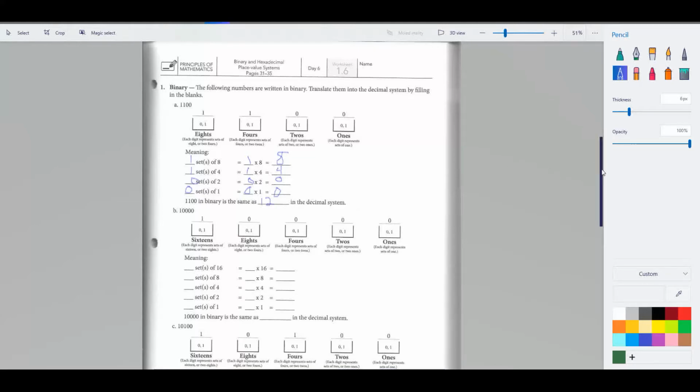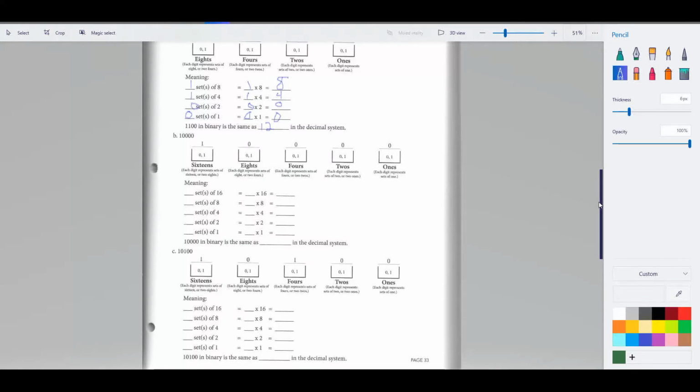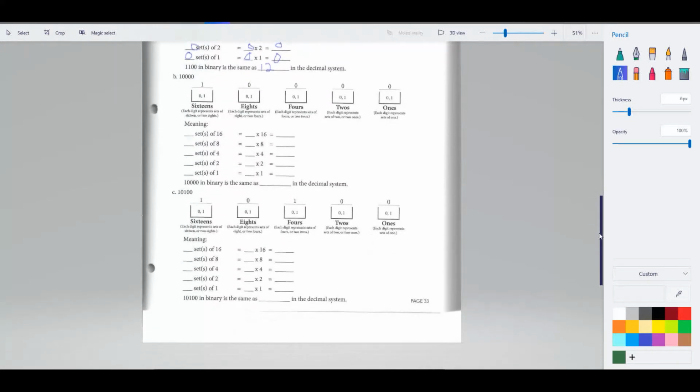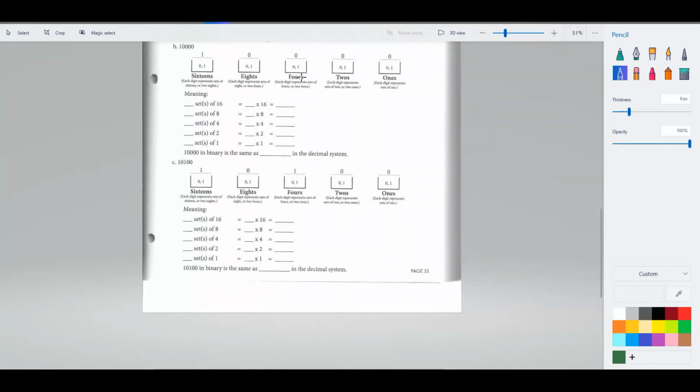Does that make sense? Okay, and you can copy all these answers down because I'm not grading this. In fact, I don't even need to see it now since I'm going over it with you. I don't think I have your other pages on here.